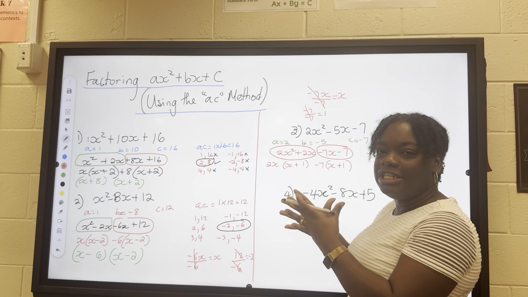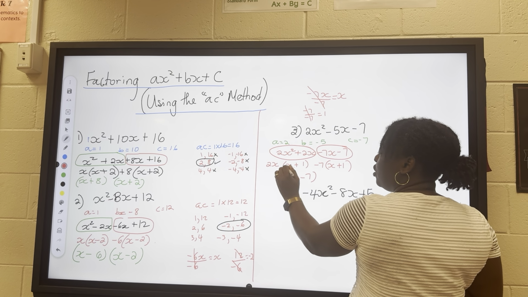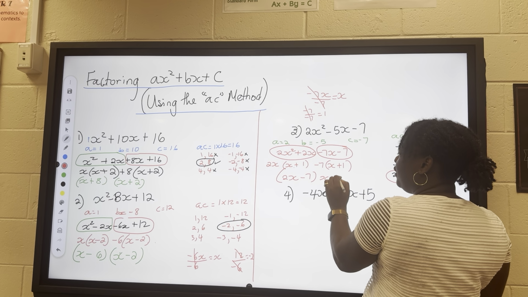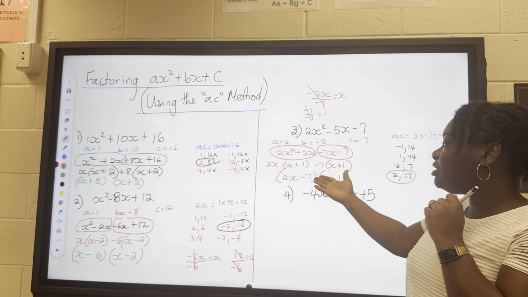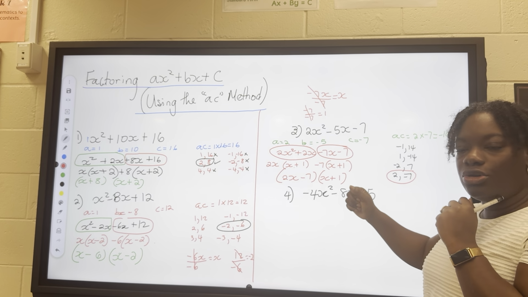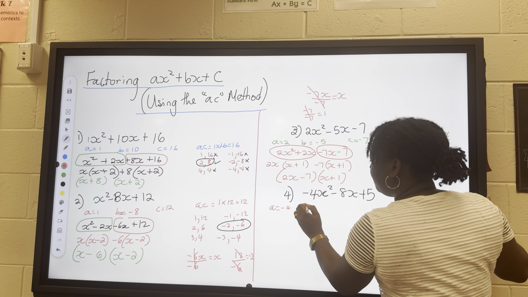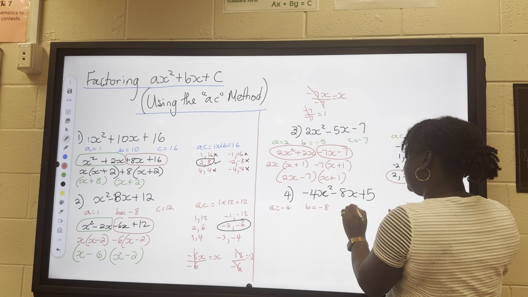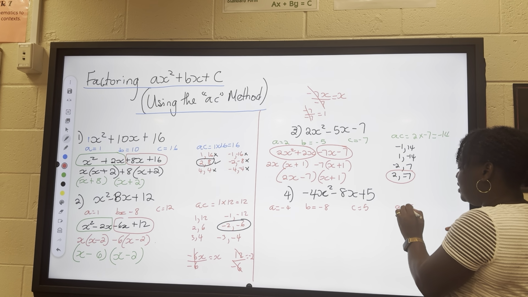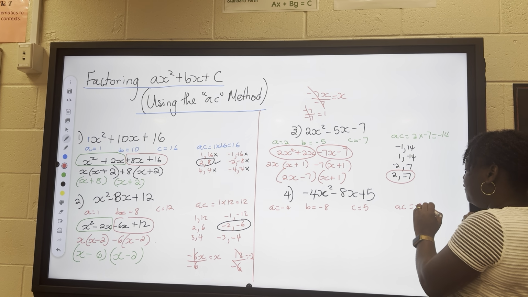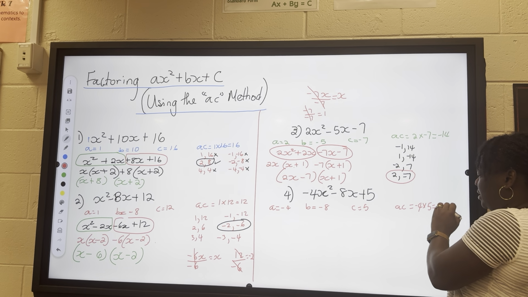Again, look at the brackets, they're the same. Whatever is in the parentheses, they're the same. Alright, so you need to always look out for that. That's one way to tell if you're doing something wrong. So our factors are 2x minus 7 and x plus 1. Let's go into this one. A is negative 4, B is negative 8, and C is 5. So my AC is equal to negative 4 times 5, that's negative 20.